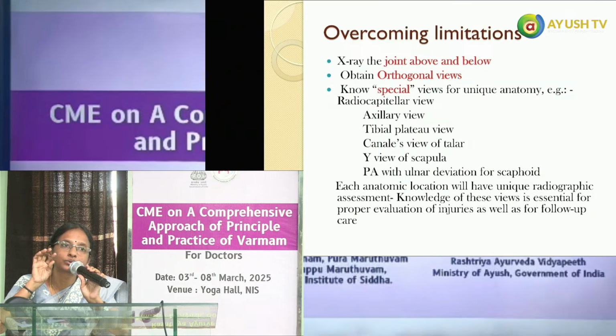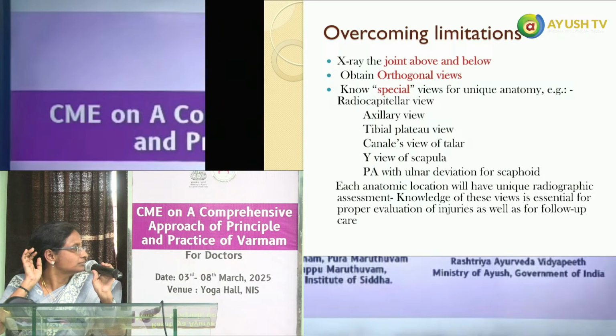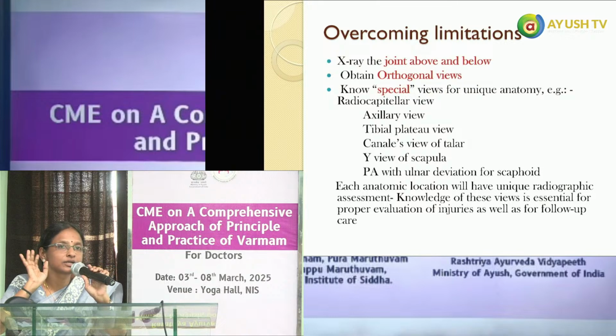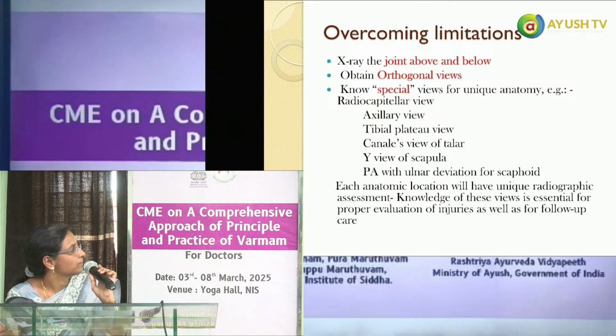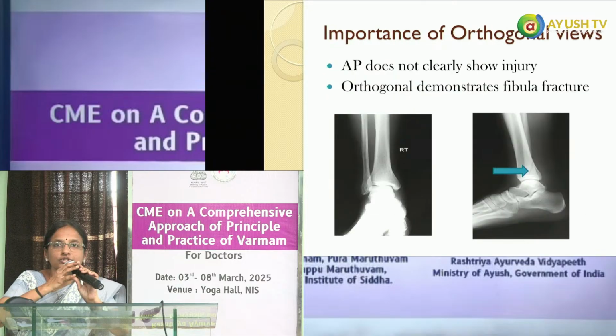For the scaphoid, in the routine posteroanterior view there will be some ulnar deviation added to the technique. If we do that, you will have a better anatomical description of the scaphoid. So these are a few views. Each anatomical location will have a unique radiographic assessment. Knowledge of these views will help us in diagnosing anatomic fractures. Hence the importance of orthogonal views.